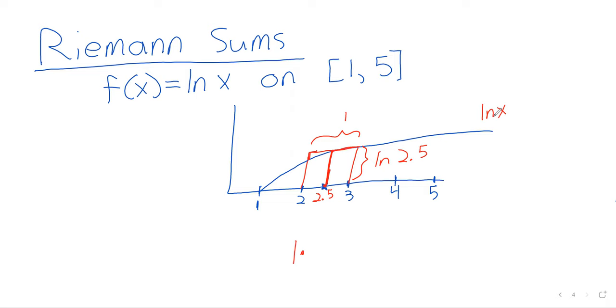And that makes the area of this little rectangle 1 times the natural log of 2.5. Does everybody buy this? Does anybody have questions or concerns? So this term here is the area of this rectangle, which is supposed to approximate the area under the natural logarithm.